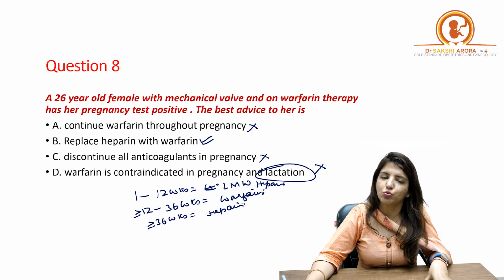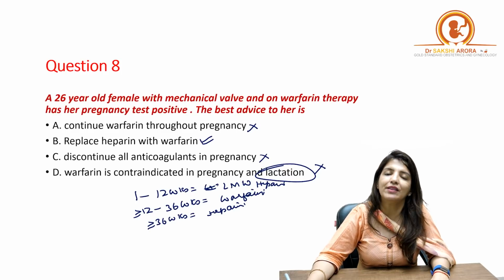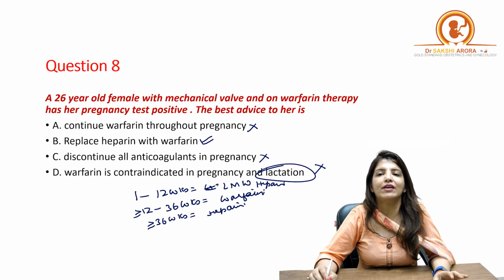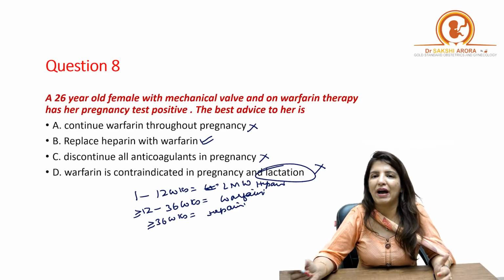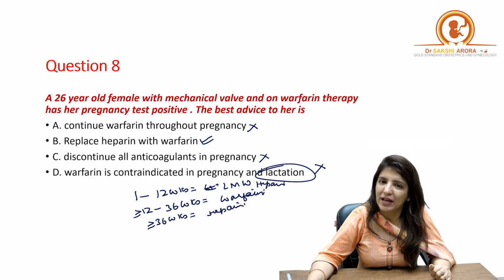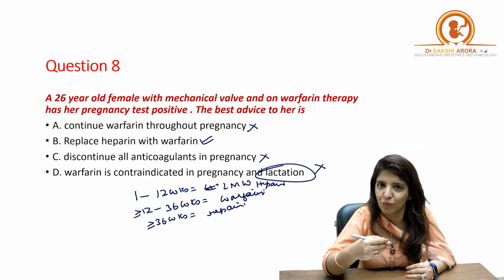Now at 36 weeks, again I am going to tell the patient that now you have to switch to heparin. That is because, as I told you, warfarin can cross the placenta, right? Heparin doesn't cross the placenta. Now, because warfarin can cross the placenta, it can lead to anticoagulation in the fetus also, right?